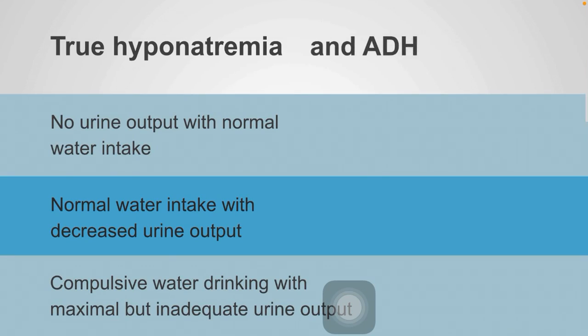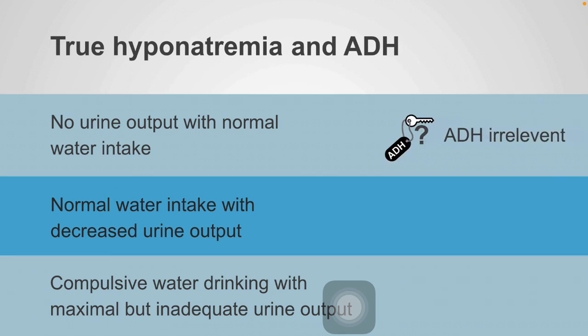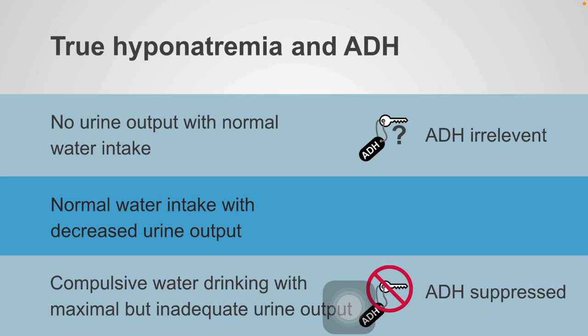This is the schema that we're familiar with. These are our three categories of hyponatremia in relationship to ADH. So no urine output with normal water intake. People that make no urine, it doesn't matter what their ADH activity is. Compulsive water drinking with maximal but inadequate urine output. These patients have ADH maximally suppressed. And then normal water intake with decreased urine output. These are the patients that are ADH dependent, and this is what we're going to be talking about today.